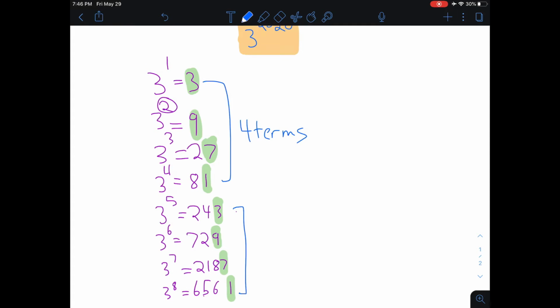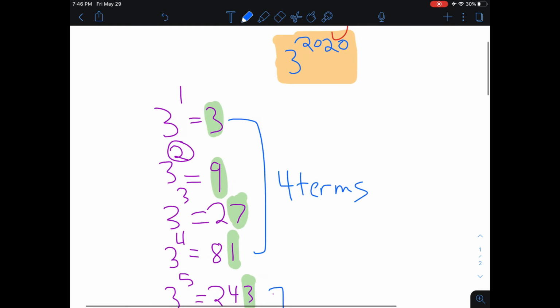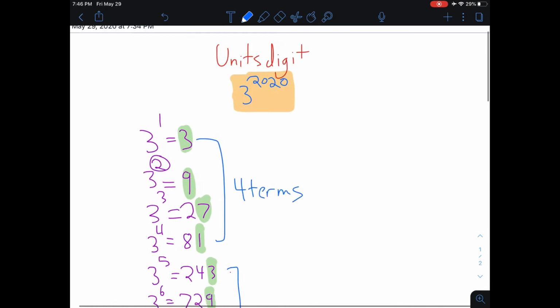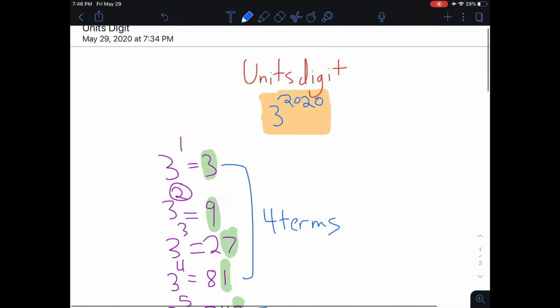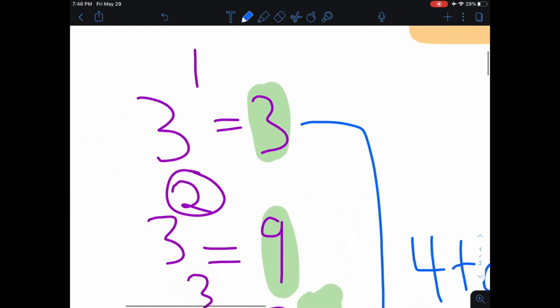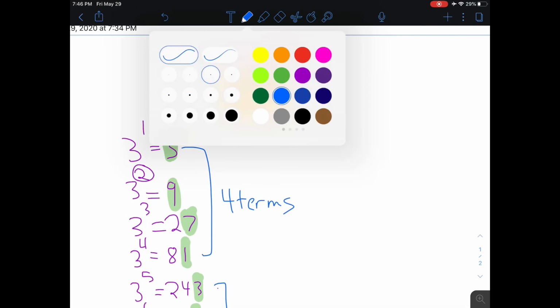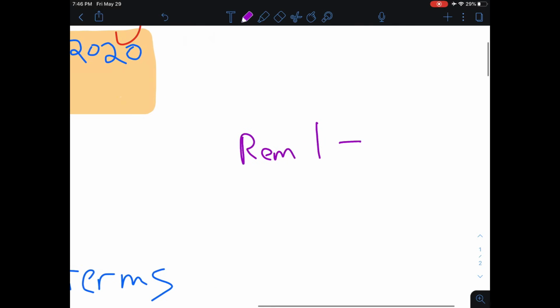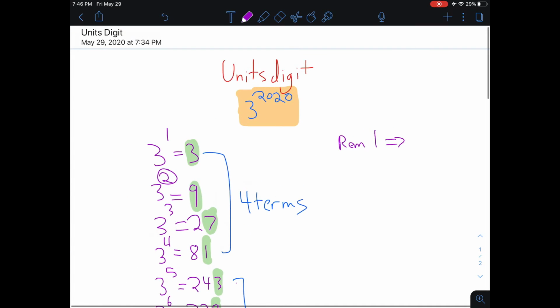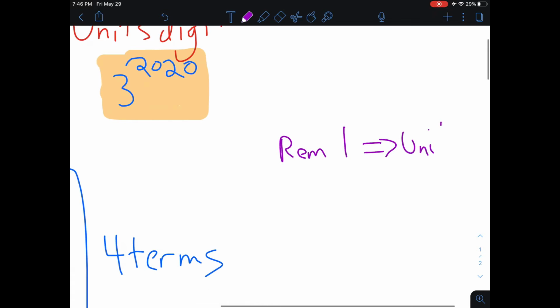So let's try something else. Now let's find what the remainder is when the exponent is divided by 4. In this case, 1 divided by 4, the remainder is just 1. And that gives us the units digit of 3. Okay, so let's write that down somewhere. When the remainder is 1, that means the units digit must be 3.